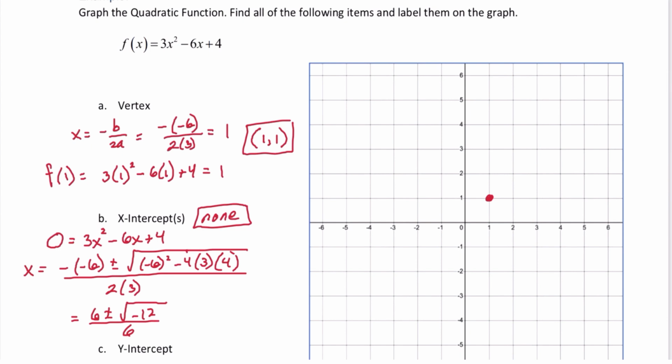And if you are paying attention to the original function and the vertex, maybe you notice that without even finding the x-intercepts. Notice that the vertex is 1, 1, and since a is positive, we know this graph opens up. We have a smiley face for the parabola, which means it never crosses the x-axis, which means we have no x-intercepts. But it never hurts to use the algebra to confirm that.